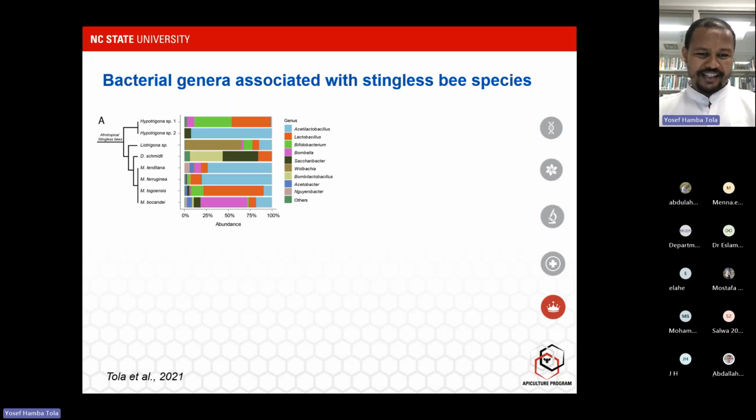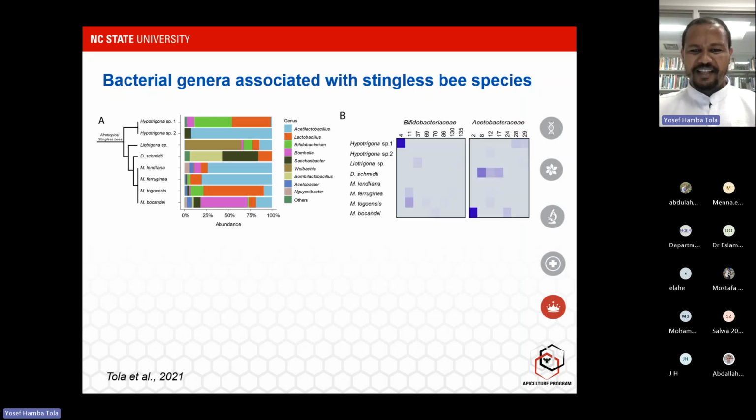Since they vary across the species in composition and abundance, I was asking myself, what if we check each amplicon sequence variant, or each strain, in different species? In this number, you can see the code as given, for example from Bifidobacterium species, we have different strains. Like number 4 is one of the strains, which is highly abundant in Hypotrigona species 1.